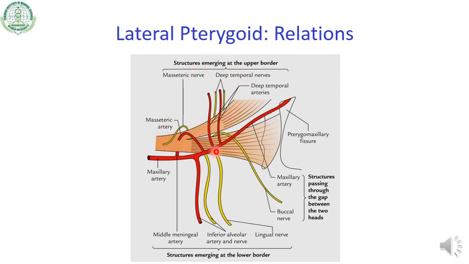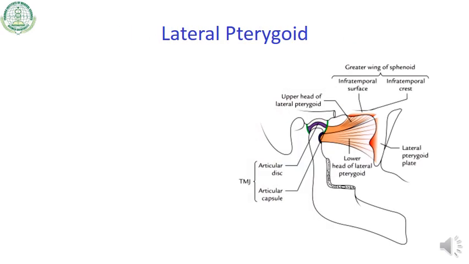Now what are the structures emerging from the lower border. You can see here the middle meningeal artery, then inferior alveolar vessels and nerve, lingual nerve and the buccal nerve. So these are the structures which are along the inferior border of lateral pterygoid. So these are medial and lateral relations of the lateral pterygoid.